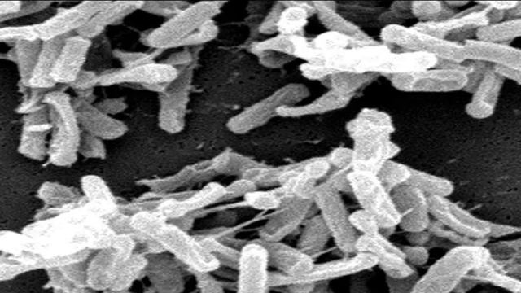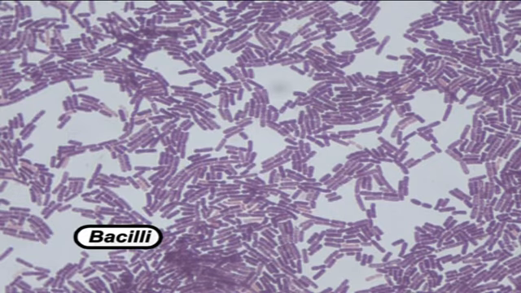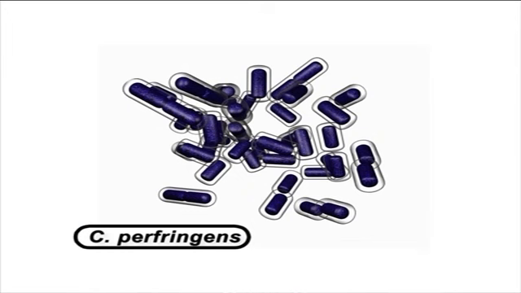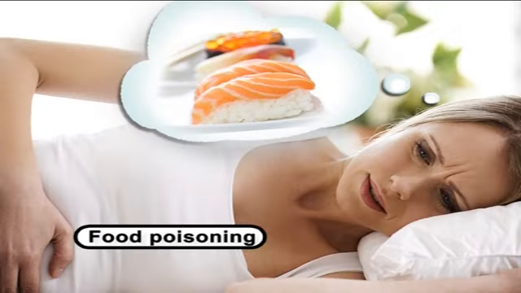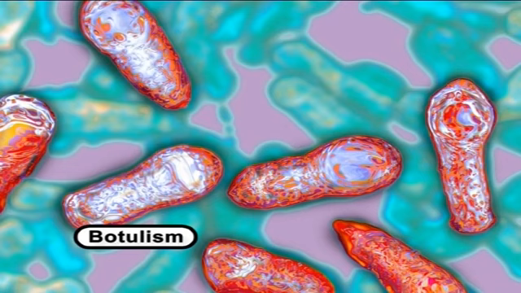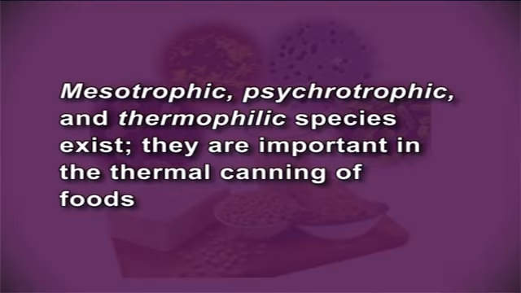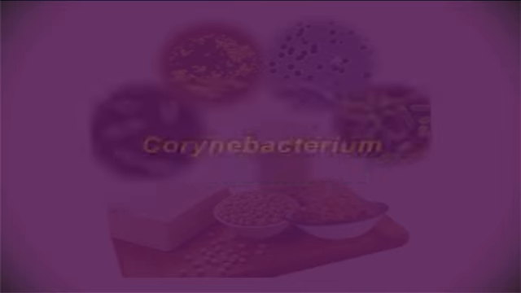Clostridium. These anaerobic spore-forming rods are widely distributed in nature, as are their aerobic counterparts, the bacilli. The genus contains many species, some of which cause spoilage. In humans, Clostridium perfringens causes food poisoning and Clostridium botulinum causes botulism. Mesophilic, psychrotrophic and thermophilic species exist. They are important in the thermal canning of foods.